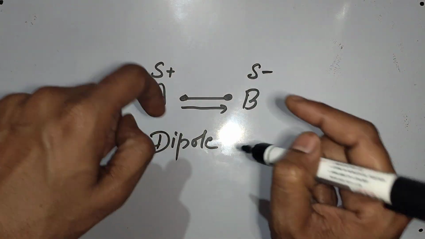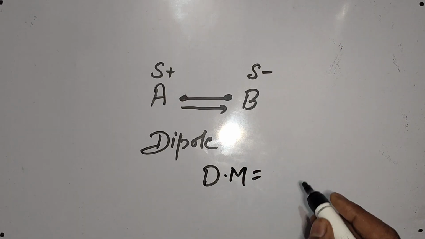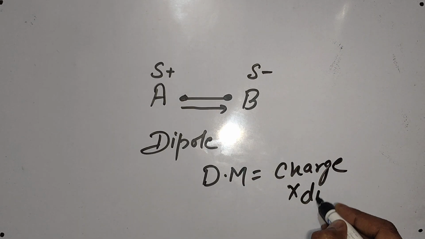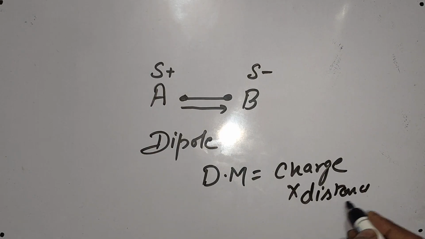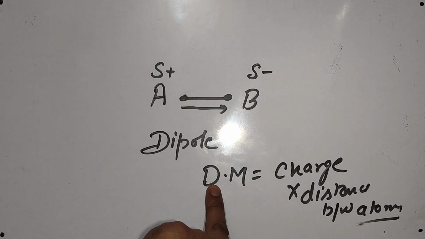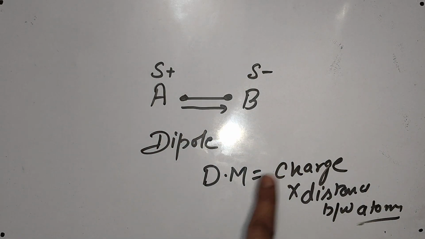And obviously it will have some value which will be calculated by a formula. Dipole moment can be calculated through the formula charge multiplied by distance between the atoms. Already we have done this. So in this fashion, dipole moment has a value, meaning magnitude, as well as direction from negative to positive. That's why dipole moment is a vector quantity.